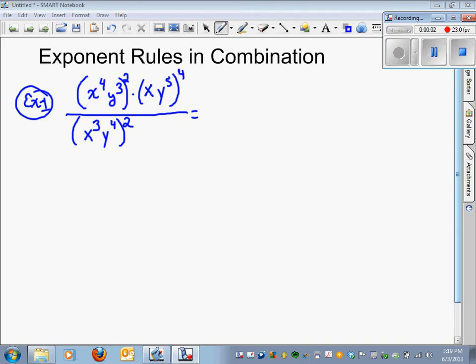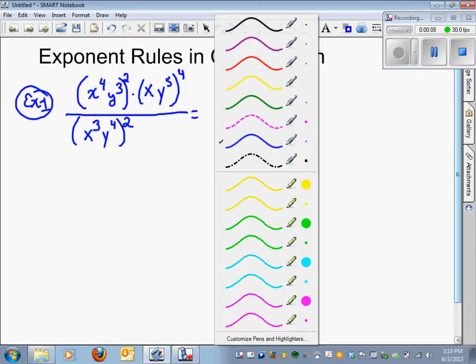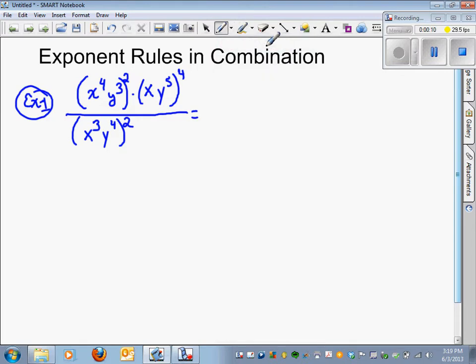While individually the exponent rules themselves are not that complicated, when you start putting them in combination with each other, they can get pretty complicated pretty quickly. Here's an example we're going to take a look at. (x^4 y^3)^2 times (x y^5)^4, divided by (x^3 y^4)^2.